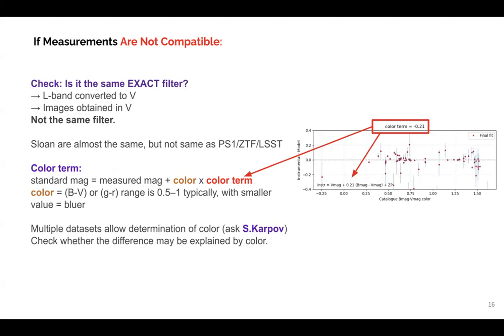And that tells you if it's a smaller value, it's bluer. If it's higher, it's a redder color. Multiplied by the color term that you see at the bottom here, which in this case was 0.21. And if you have multiple data sets at the same time, like we did with this GRB at the beginning, this allows you to determine the color of the transient. In this case, you need to ask Sergey, as he's the one who did it for this GRB, because the difference or the incompatibility of the points could be due to the lack of color correction. You need to apply a color to the data to correct it.